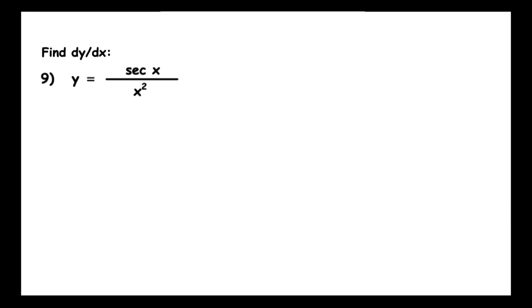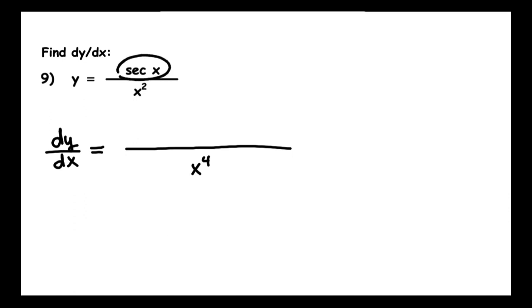Find dy/dx. I should point out that both methods do work, though. All right, u prime v minus u v prime over v squared. v squared is going to be x to the fourth. x squared squared. All right, u prime v. The derivative of secant is secant tangent.